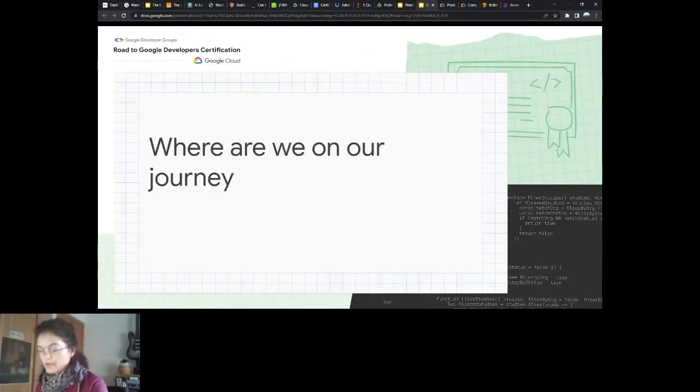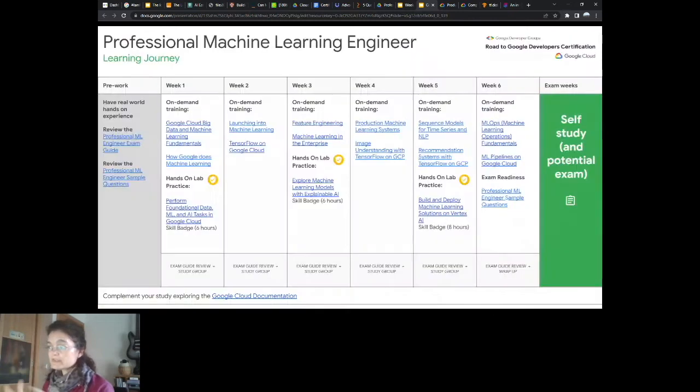Where are we? This is the whole journey, and we covered in the previous weeks, from the beginning, fundamentals on Google Cloud and machine learning, and an introduction also to TensorFlow on Google Cloud. And last week they covered the feature engineering part and machine learning in enterprise. Today we are going to concentrate on steps or important things that you need to consider when you put your machine learning models into production.